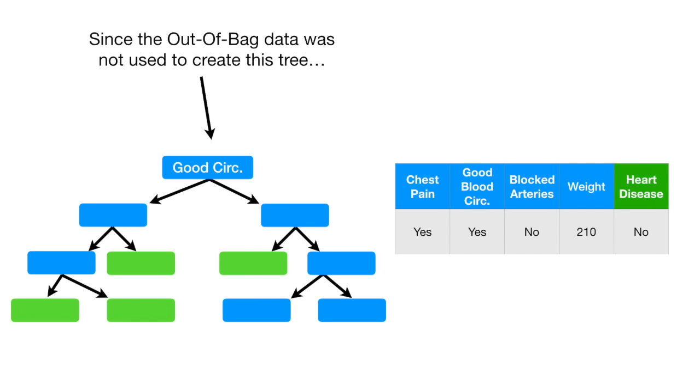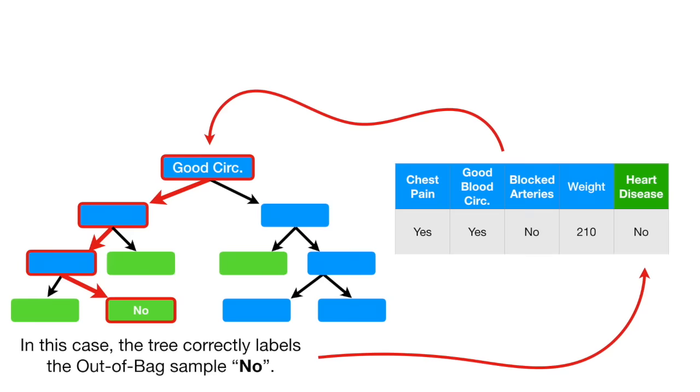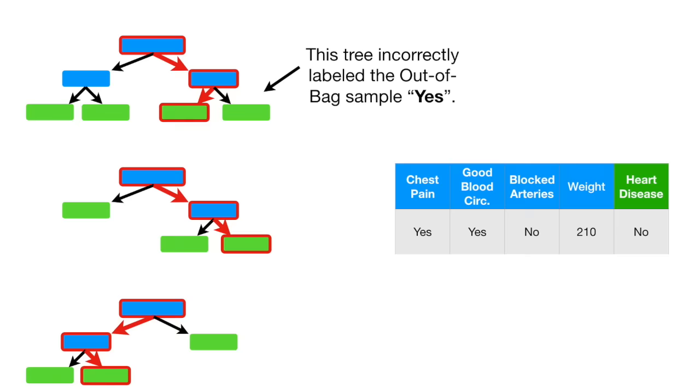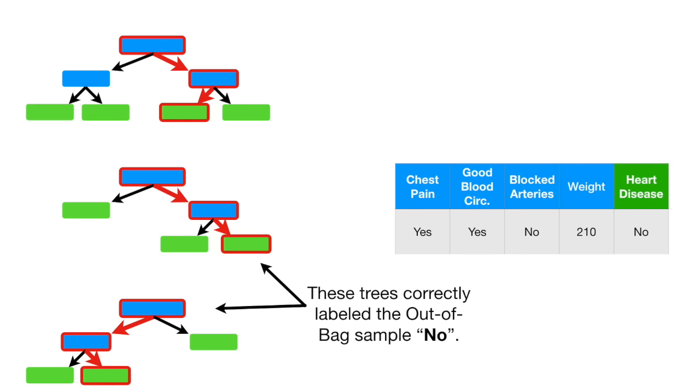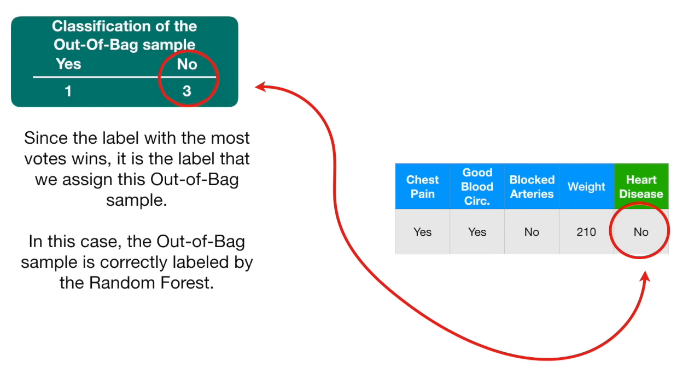Since the out-of-bag data was not used to create this tree, we can run it through and see if it correctly classifies the sample as no heart disease. In this case, the tree correctly labels the out-of-bag sample no. Then we run this out-of-bag sample through all of the other trees that were built without it. This tree incorrectly labeled the out-of-bag sample yes. These trees correctly labeled the out-of-bag sample no. Since the label with the most votes wins, it is the label that we assign this out-of-bag sample. In this case, the out-of-bag sample is correctly labeled by the random forest.